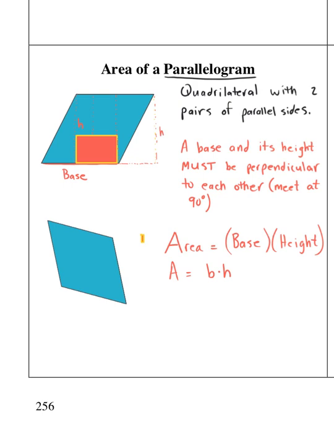Okay, so again, the formula is base times height. So if we do an easy example, if this base is, say, equal to 12, and we'll say our height is equal to 5, then we just go ahead and say 12 times 5, which is equal to 60, and it's always units squared.